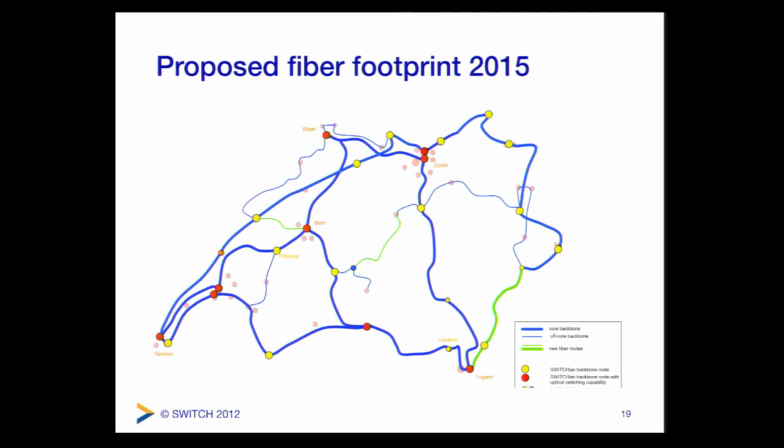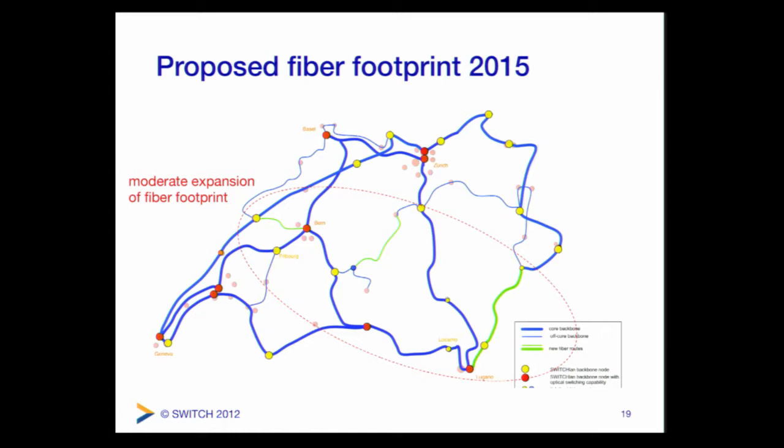And this would be our vision of the new backbone. It's quite similar to the old one, but we will add some little pieces of fiber between, and most important here, the third path to the south, which is an expensive one, but a very important one for us.